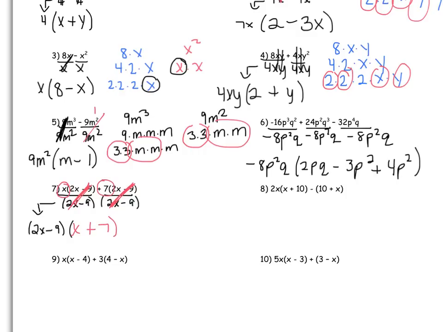Let's try one more like that. Question 8. 2x times x plus 10 minus 10 plus x. Well, 10 plus x and x plus 10 are the same thing. Remember the commutative property of addition. So what we can take out is an x plus 10 out of both.